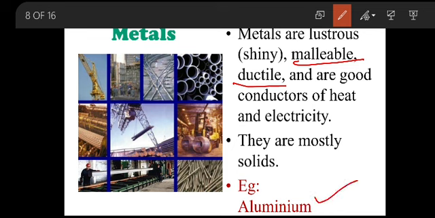Also, the next point we have here is good conductor of heat and electricity. So, the metals are conductors of electricity. Conductors means they allow the current to pass through. Whenever an object or material allows the passage of current through it, it is a conductor.